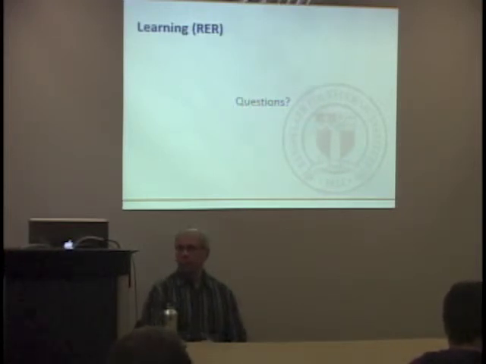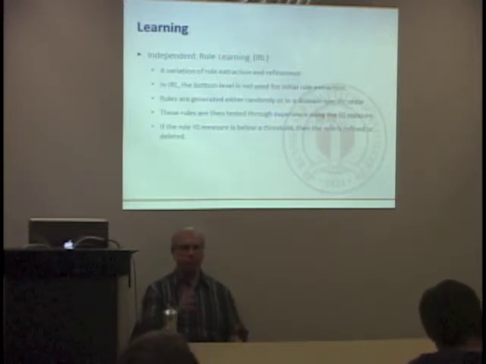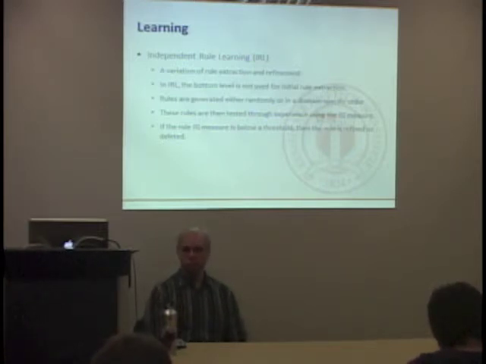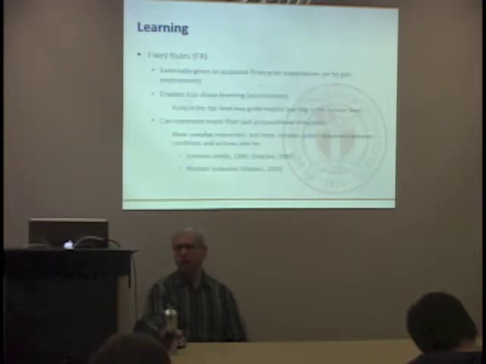Okay, any other questions? Okay. Independent rule learning is a variation of RER. Essentially, you don't really use the bottom level. You simply have rules that can either be generated randomly by the way you set up your model, or possibly something that is specific to the domain you're working in. Those rules need to be in place anyway. And then from there, they go through and get tested against the real world with an information gain metric. And again, if you cannot get the rules to stabilize, you may drop it because its information gain is below a threshold. Not going to get too much into IRLs here.